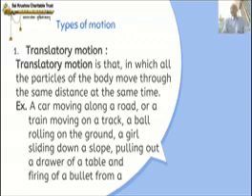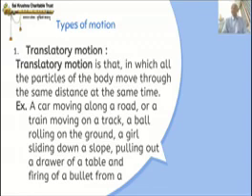Now, let us understand in part 2 the different types of motion. So I will be explaining to you the different types of motion in part 2. First one is translatory motion. What is the meaning of translatory motion? What does the term translatory motion mean?